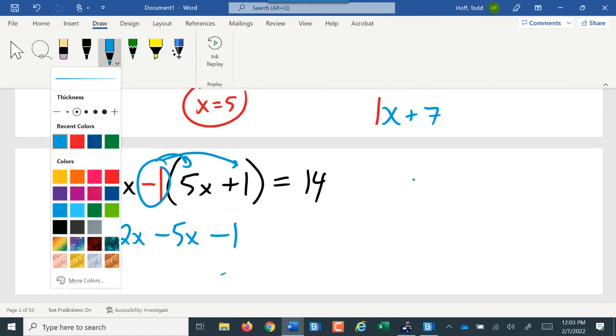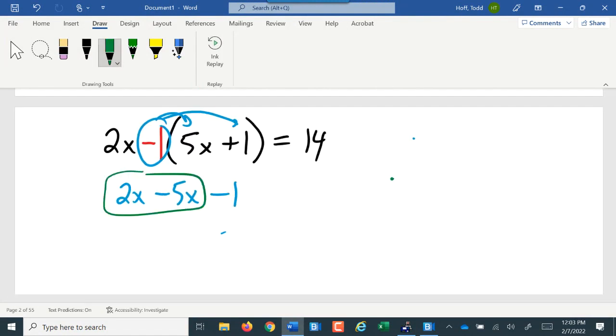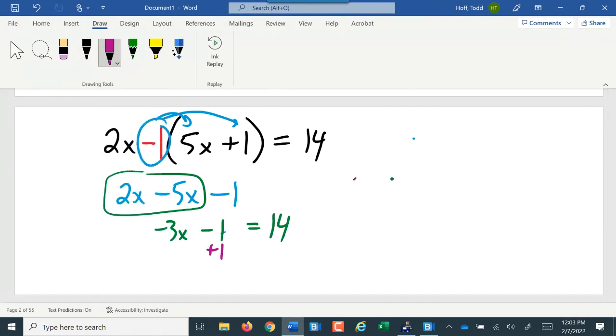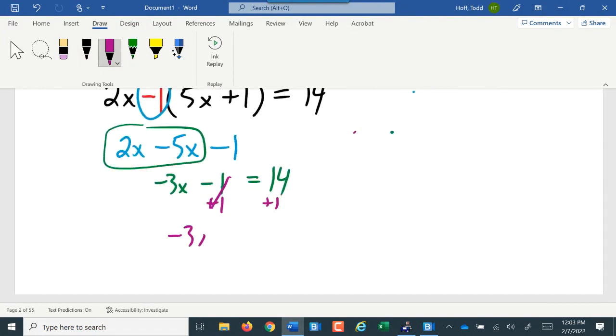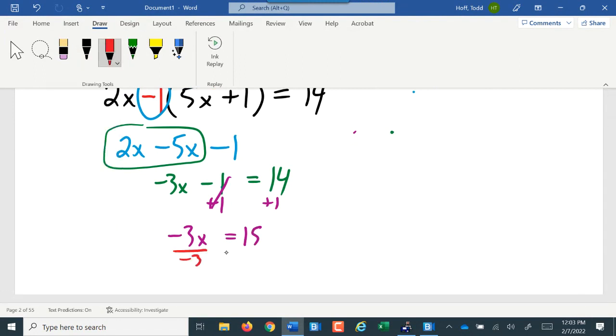Now we have some combining to do on the left side, so we'll keep going. 2x and -5x make -3x. We'll have the -1 equals 14. And now we're ready to solve. So we'll add 1 to both sides. -3x equals 14 plus 1 is 15. Divide by -3. X equals 15 divided by -3 is a -5.